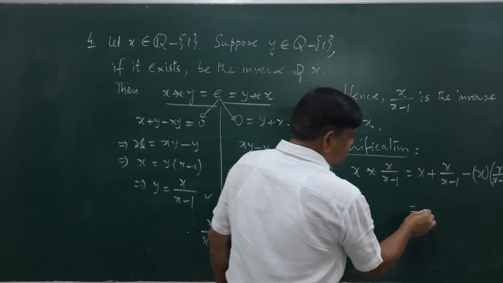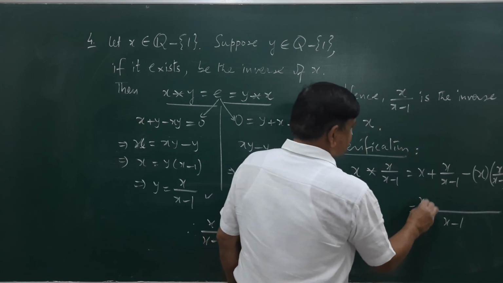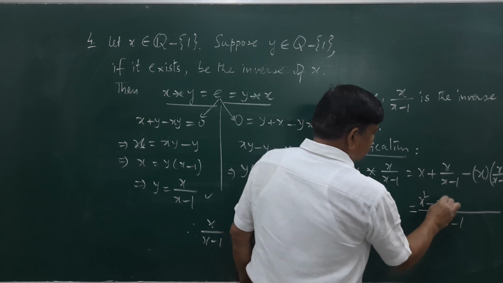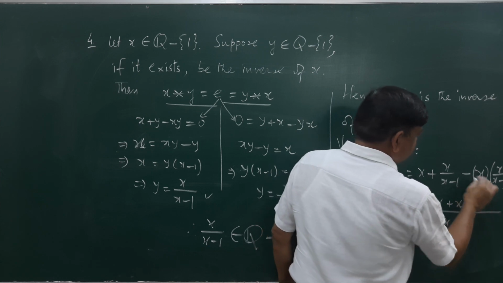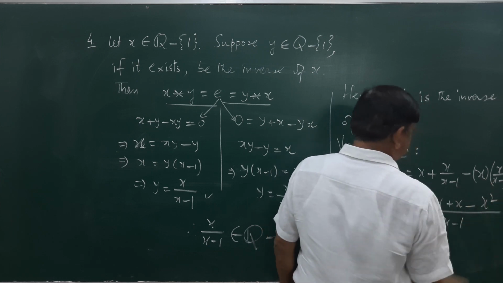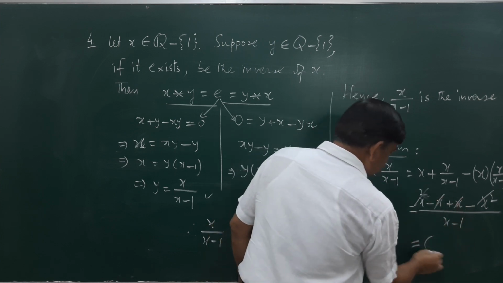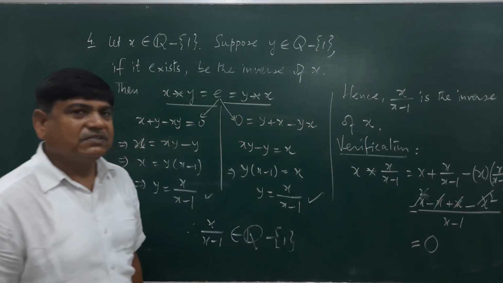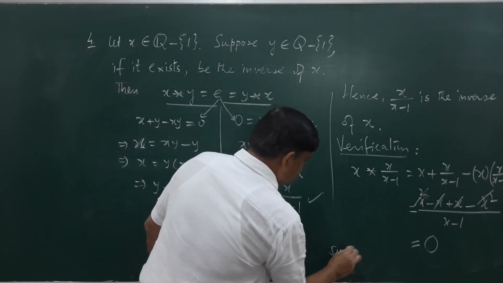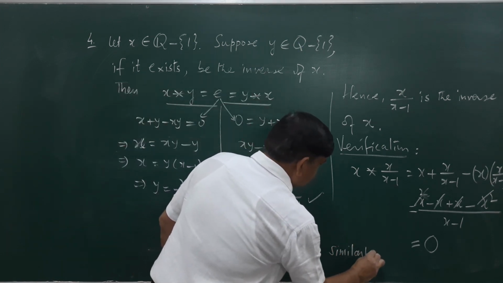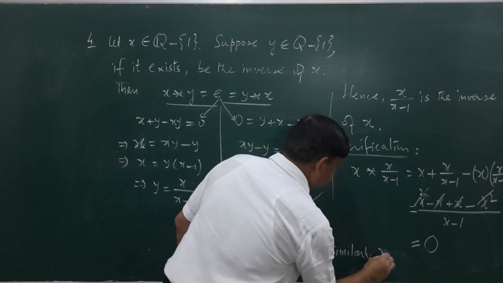x minus 1 is the LCM. So this is x square minus x plus x, and this minus x square. So this and this cancel, this and this cancel. So you see that is the identity. Similarly, if you consider the other order, you just verify yourself.